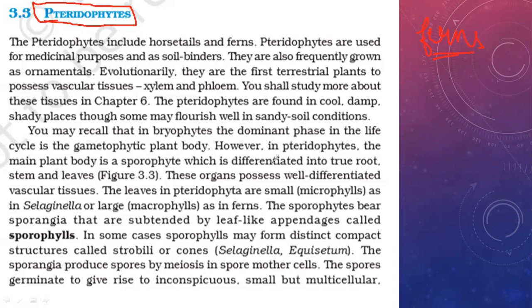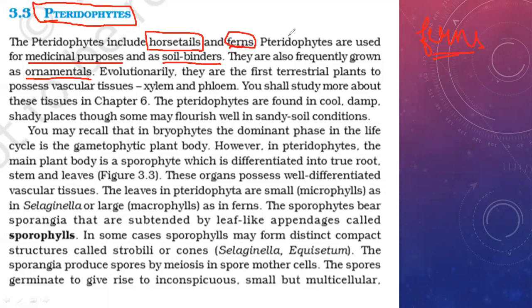So, pteridophytes do not only include the ferns, but they include horsetails as well as ferns. Clear? Pteridophytes are used for medicinal purposes, and we also use them as soil binders. We can fix the soil by soil binders. They are frequently grown as ornamentals. We use these pteridophyte plants as ornamentals.